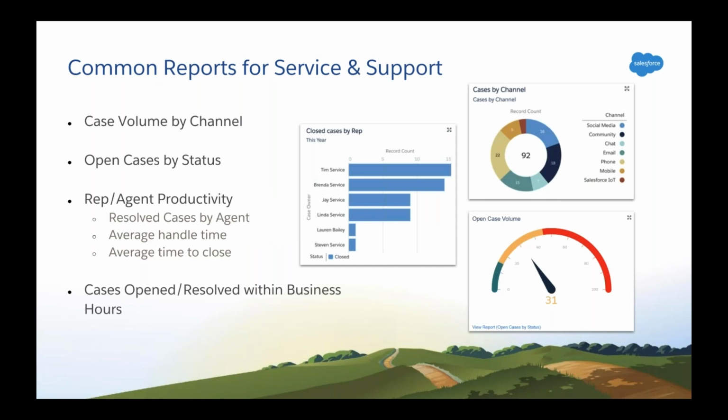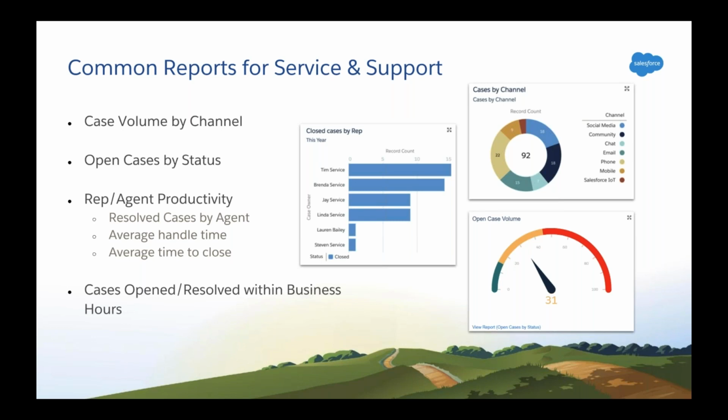I'd like to share some common service and support related reports you might think about building in Service Cloud. These are all probably reports that you've thought about before if you manage a support team. A case volume by channel report would show you how many cases you have coming in by email versus web versus phone. An open cases by status report would show you how many unresolved cases are in new versus open versus pending.